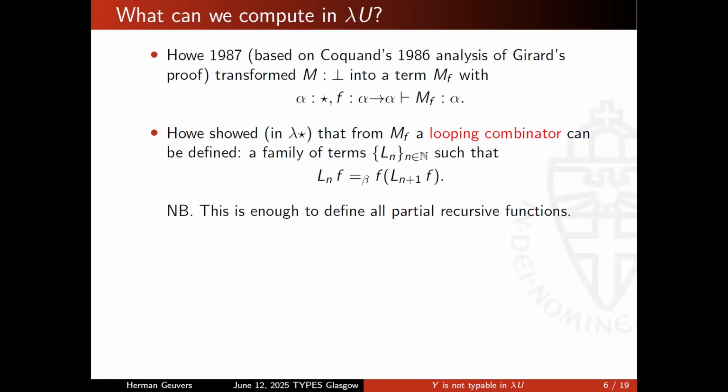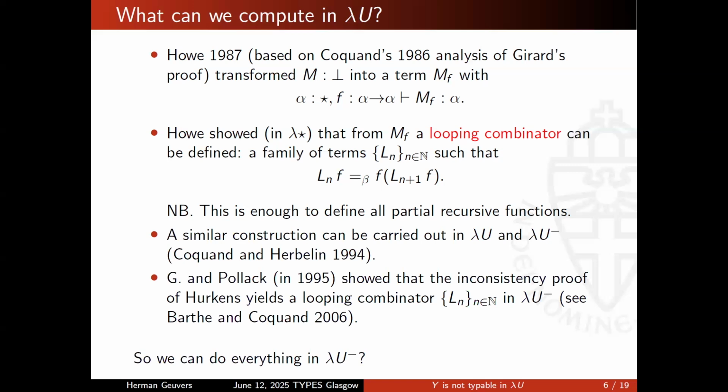And if you know the proof of how to do partial recursive functions using a fixed point combinator, then you see that this is enough, because the only thing you need is to get as many f's in a row as you want, basically. So the looping combinator does that for you. Okay, so that's a clear, good contribution by Howe. And that has been going further a bit. Coquand and Herbelin showed that this can be carried out very generally by a translation. And I myself and Randy Pollack in 1995 analyzed Hurkens' proof, and you see that indeed you get a looping combinator, L_n. So it means that logically you can do everything in lambda U, and computationally you can do everything in lambda U. So can you do everything in lambda U or lambda U minus? Everything I say about lambda U and lambda U minus is all the same.